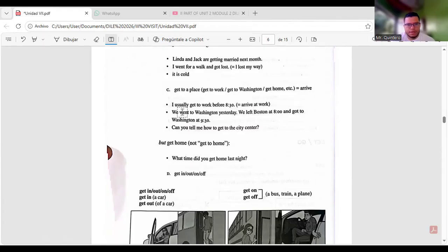Arrive at work. We went to Washington yesterday. Nosotros fuimos a Washington ayer. We left Boston at 8 and got to Washington at 9:30. Nosotros salimos de Boston a las 8 y llegamos a Washington a las 9:30. Can you tell me how to get the city center? ¿Puedes decirme cómo llegar a la centro de la ciudad?